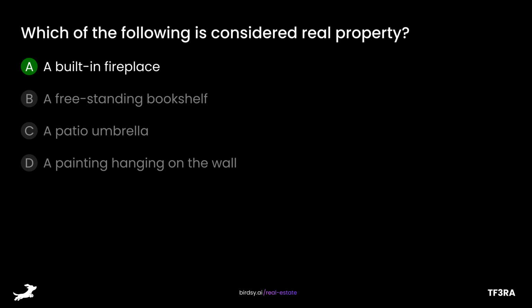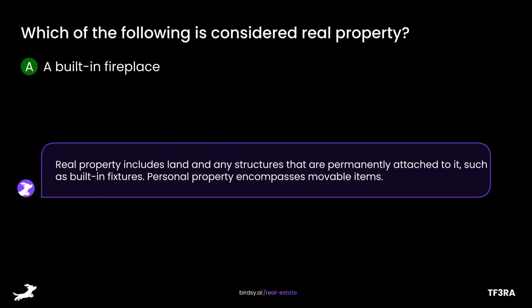The answer is A, a built-in fireplace. Real property includes land and any structures that are permanently attached to it, such as built-in fixtures. Personal property encompasses movable items.